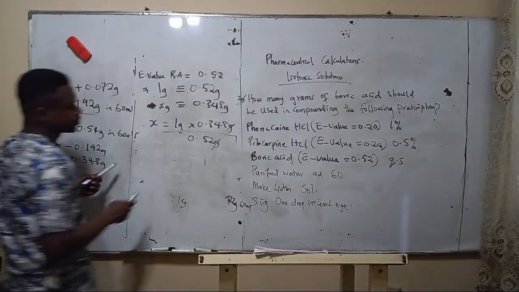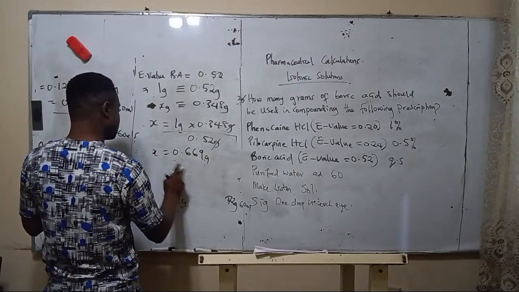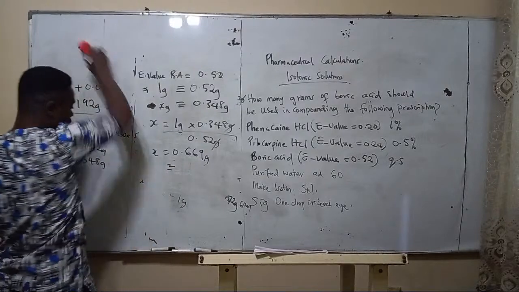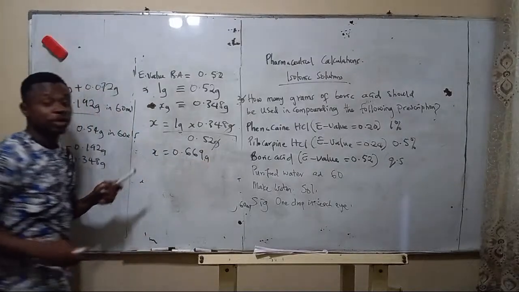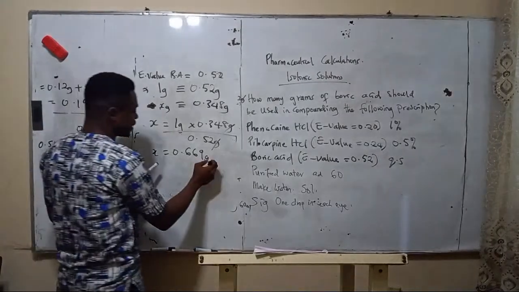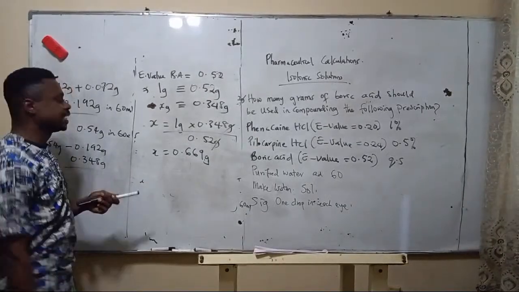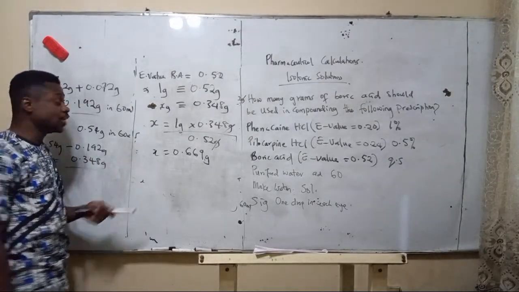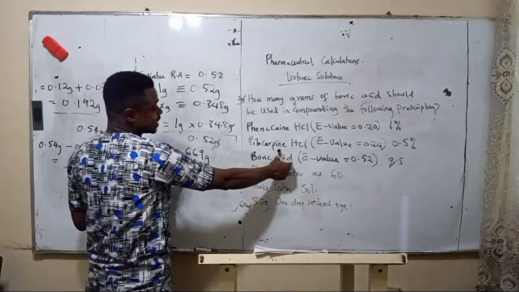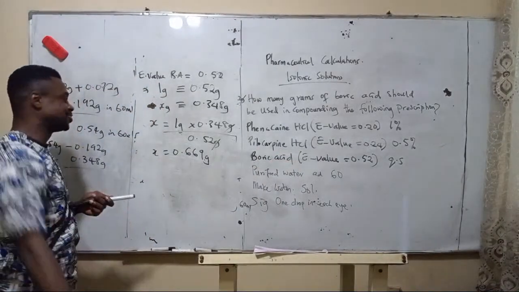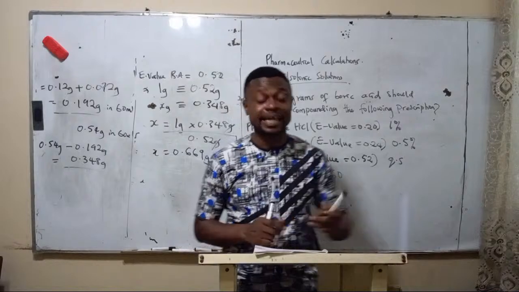So we need 0.669 gram of boric acid. Or I can round it to 0.67, either is okay, but let me leave it at 0.669. 0.669 gram of boric acid is what we need to add to this preparation to make it isotonic. So the answer is 0.669 gram of boric acid.